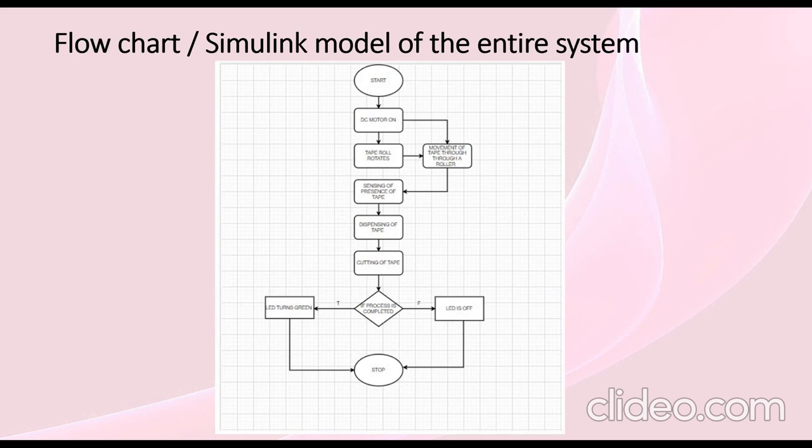Flowchart model of the entire system. When the user gives the input, the DC motor rotates and the tape roll also rotates through the movement of the roller. Then the presence of the tape is sensed by a sensor. After it is sensed, it is sent out and cut. If the process is completed, the LED turns green or else the LED is turned off. This is how our automatic tape dispenser would work.